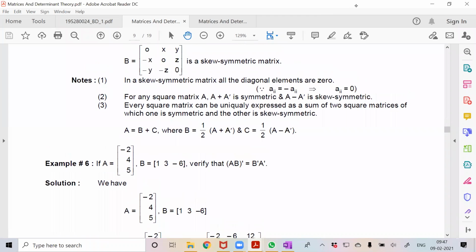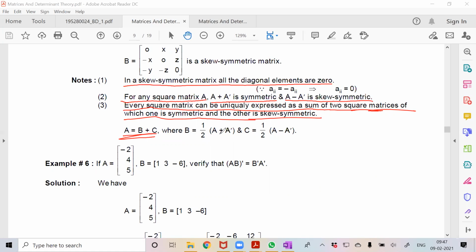So there are 3 points, and I justified the same 3. In a skew symmetric matrix, all diagonal elements are 0. For any square matrix A, A plus A transpose is symmetric and A minus A transpose is skew symmetric. Every square matrix can be uniquely expressed as the sum of 2 square matrices, of which one is symmetric and the other is skew symmetric, like this: A is B plus C, B is half A plus A transpose, C is half A minus A transpose.